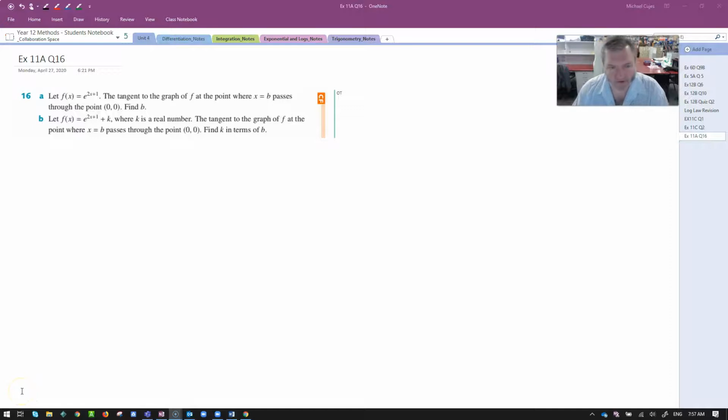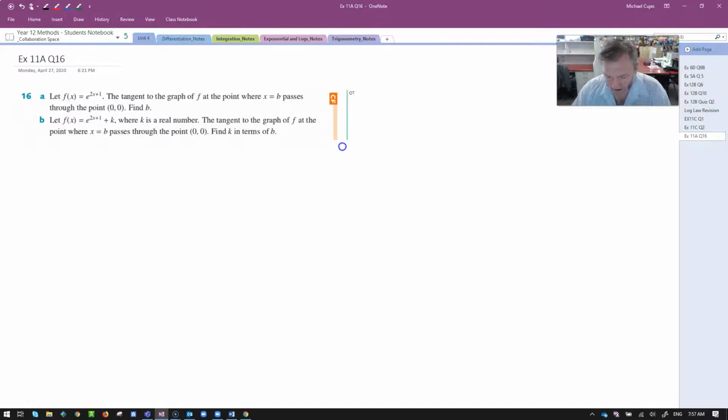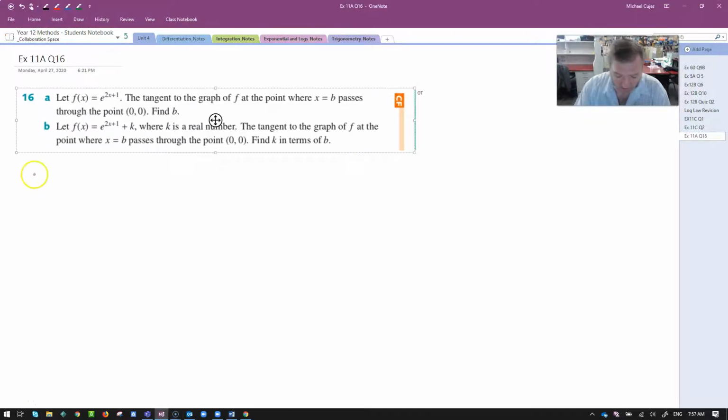All right, some more questions from Chapter 11. This time, Exercise 11A, Question 16. Again, reviewing our unit on Unit 3. 16. f is equal to e to the 2x plus 1. The tangent to the graph of f at the point where x equals b passes through the origin. Find b. Okay, so we've got to find the point where the tangent passes through the origin.